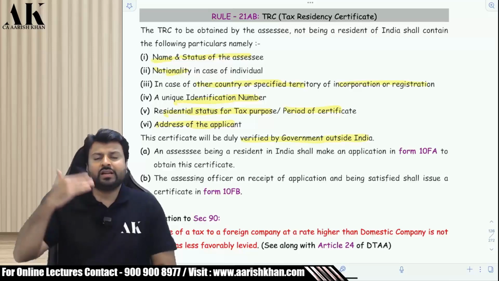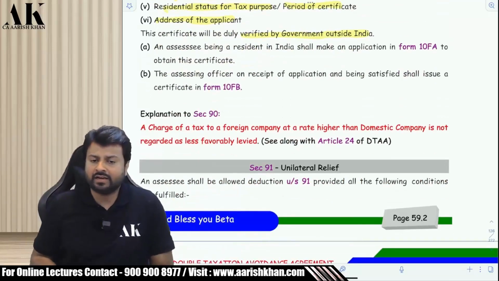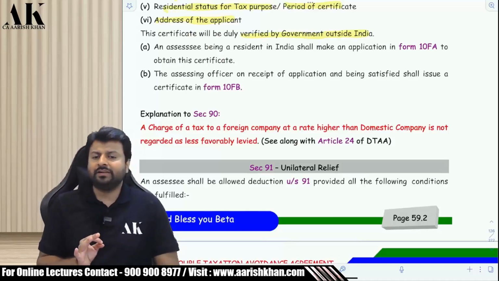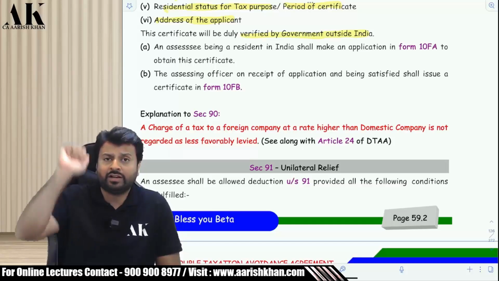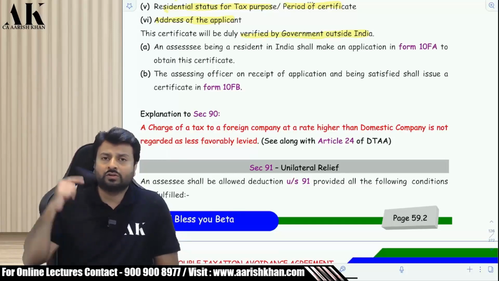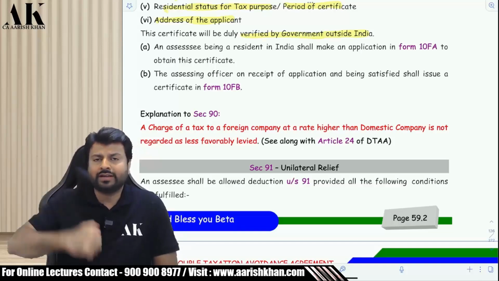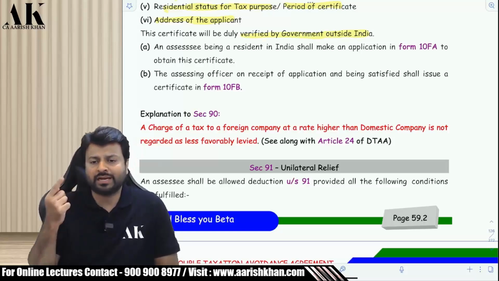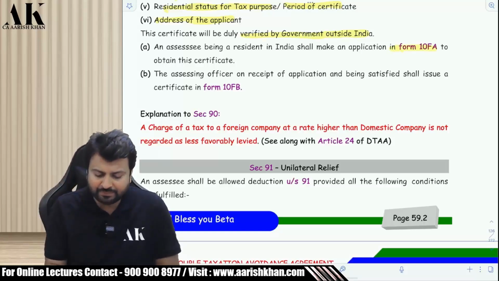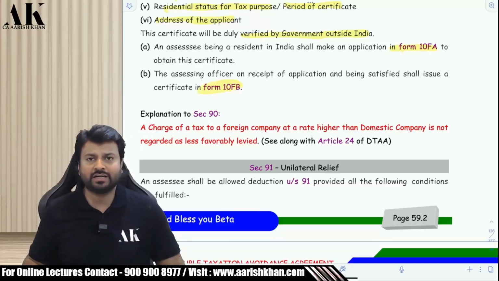In India also, the Indian government gives a tax residency certificate. How does the Indian government give it? That is also important. The Indian government gives a tax residency certificate to Indian residents because they also have to present it in a foreign country. Yes or no? So suppose an Indian resident wants to take the benefit of the India-UK DTAA, the UK Tax Authority will also ask for the certificate. So the assessee has to make an application in Form 10FA and the department will give you the certificate in Form 10FB, and accordingly you can show that certificate and take the benefit.